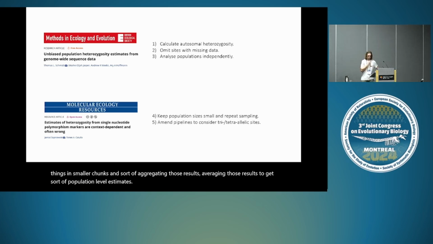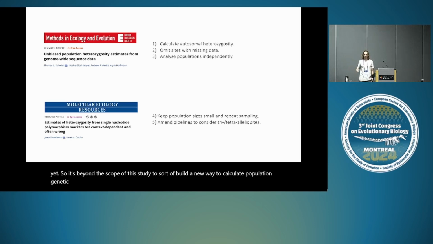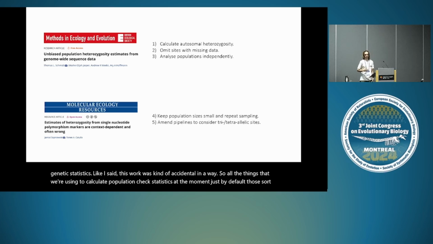Further to that, the problem that we had with the tri and tetraallelic sites, we don't have a solution for that yet. It's beyond the scope of this study to build a new way to calculate population genetic statistics. Like I said, this work was kind of accidental in a way. So all the things that we're using to calculate population genetic statistics at the moment, by default, those tri and tetraallelic sites are removed.